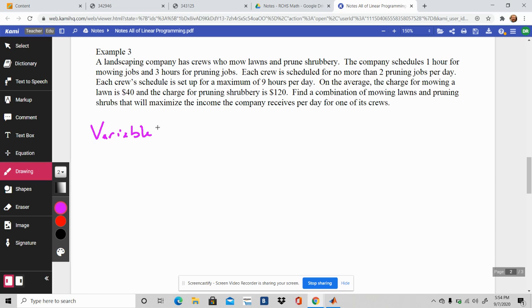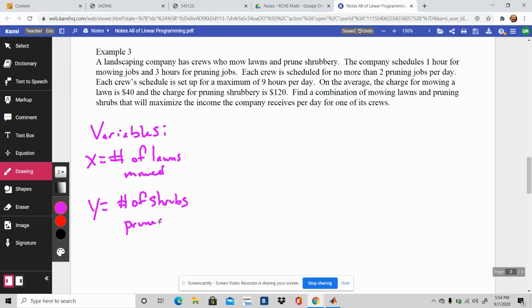That's what whoever's deciding the schedule for the day can change. X is going to be the number of lawns mowed, and Y will be the number of shrubs pruned. Okay, that's what the company has in their control, how much they schedule for a day.